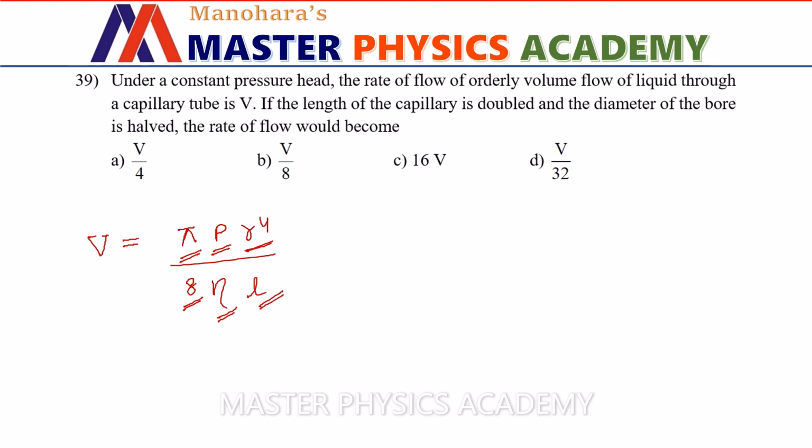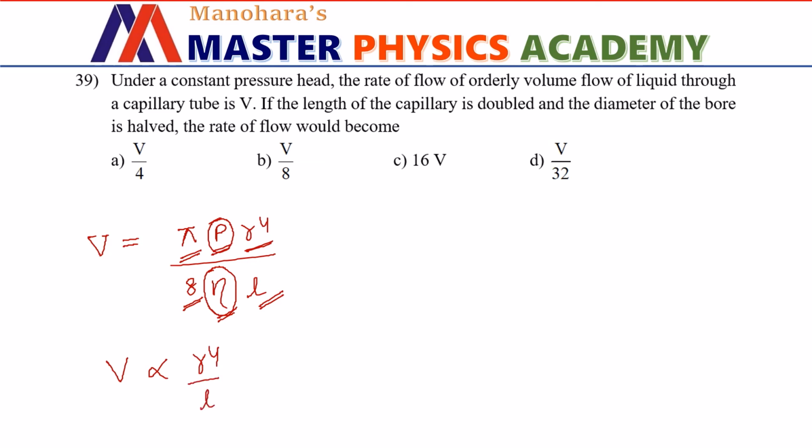Here it is given that the pressure head is going to remain the same. Since the liquid is going to be the same in both cases, the eta value is also going to be constant. Then we need to use volume rate is directly proportional to r power 4 divided by L to solve this numerical. But instead of r power 4, I can use d power 4 because radius and diameter are directly proportional to each other.